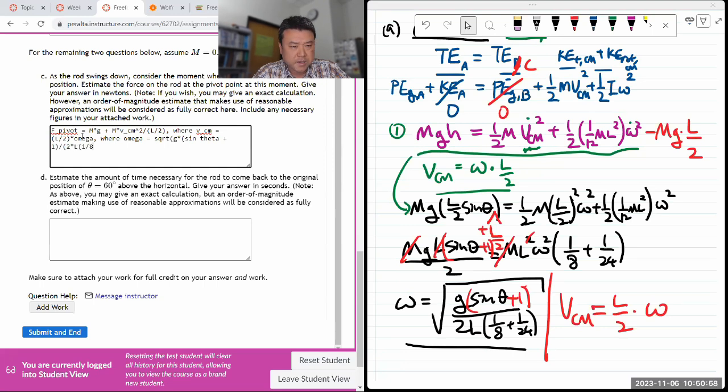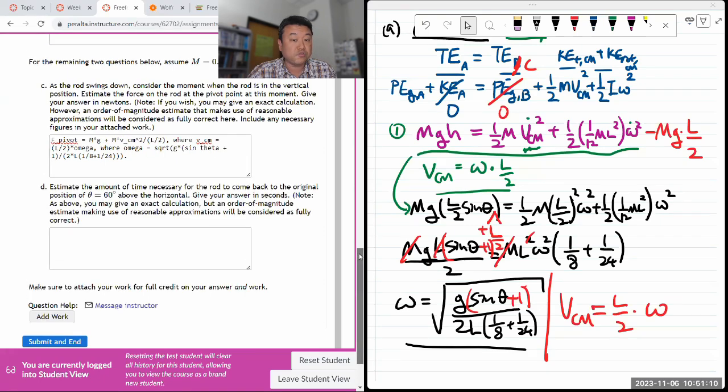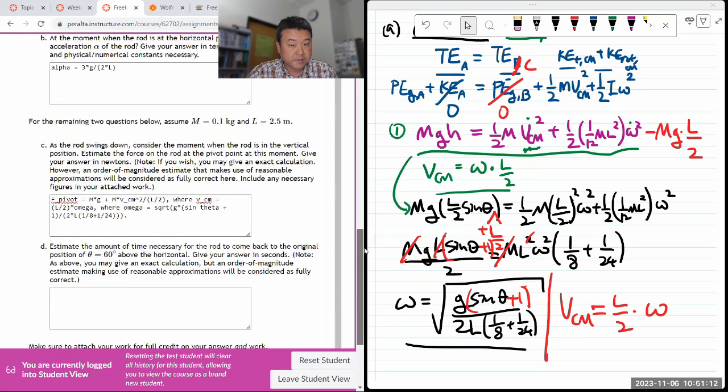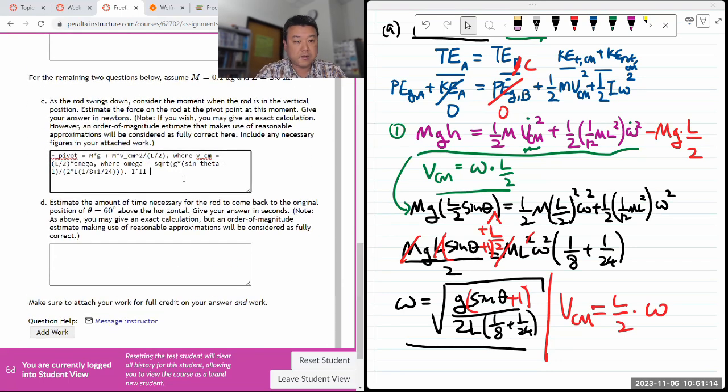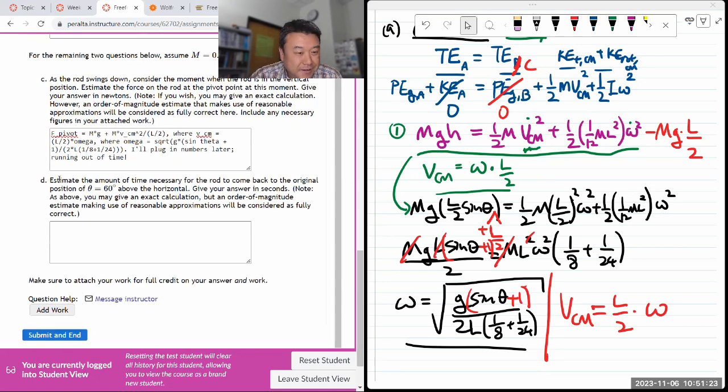I'll double check this answer when I have more time after the time limit runs out. And this is a complete answer because I've given this expression in terms of all the quantities that I can actually get a numerical value of. And I'll plug in numbers later, running out of time. So I'll do D first.